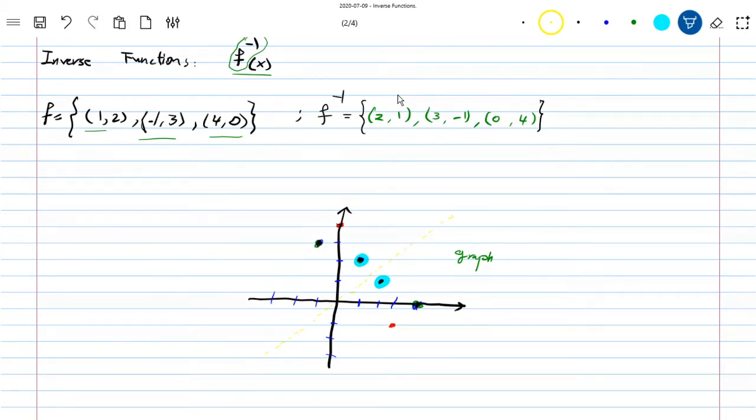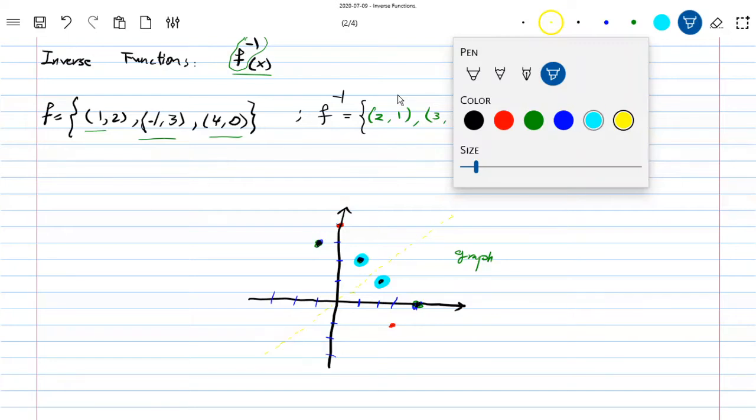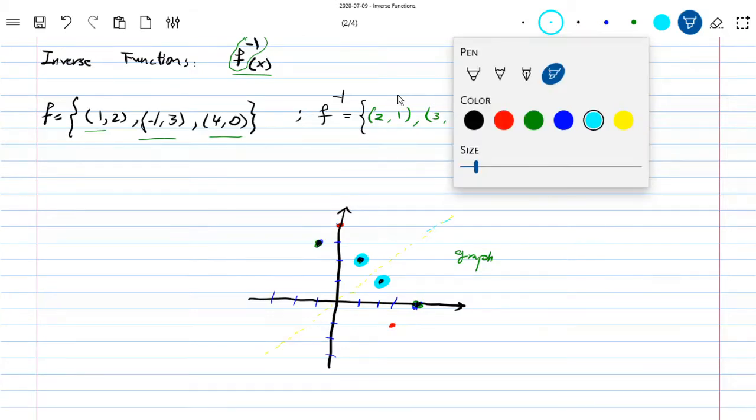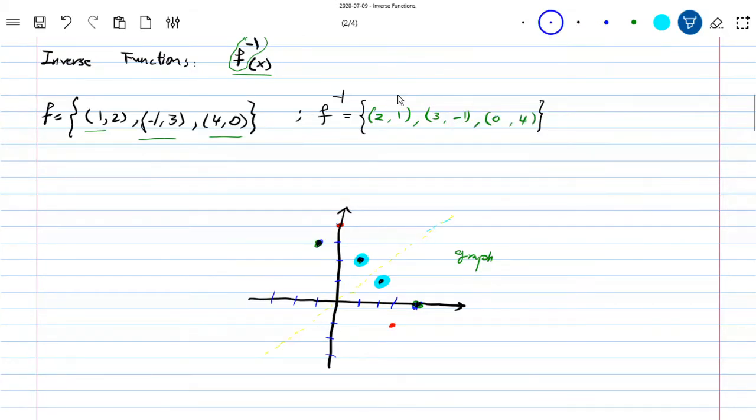This dashed line. I don't know if it's clear or not. Maybe I should have used a different color. That's not helpful. Okay, let's try blue. Okay. So here, if you look at the 45-degree line and compare these two points, they're symmetric about that line.